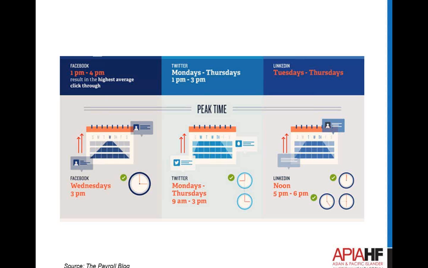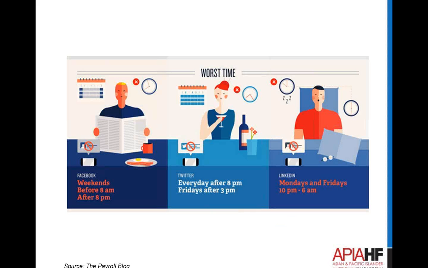On Twitter, it's Mondays to Thursdays, 1 p.m. to 3 p.m. And I think it's specifically at 9 a.m. and 3 p.m. Those, again, are break times. And then LinkedIn, noon time, 5 to 6 p.m. This is because people are out of work already, so they want to just see what's going on.